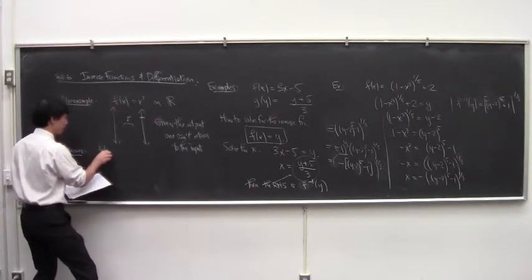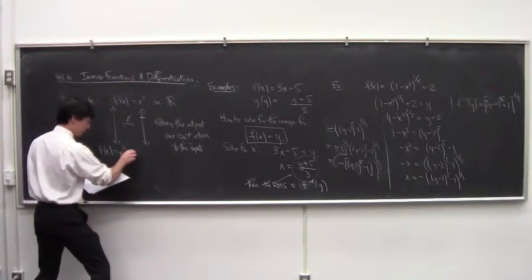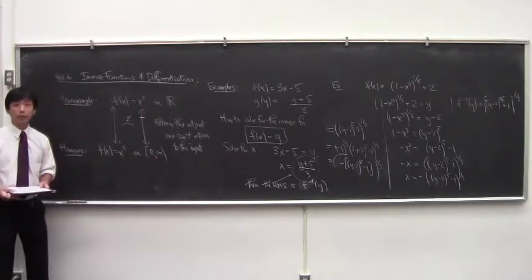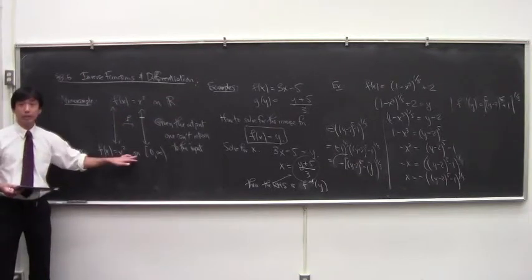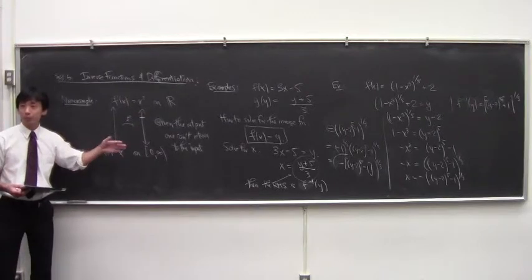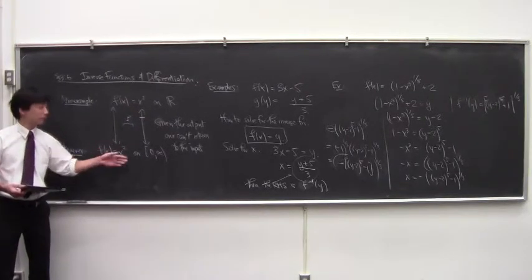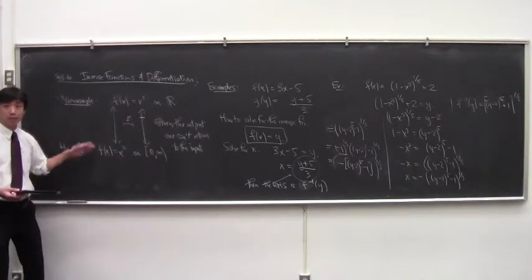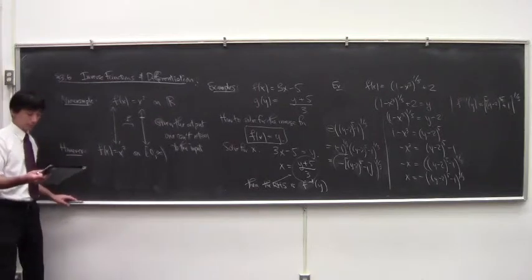If we look at f of x equals x squared on 0 to infinity, suppose we say the inputs are all positive numbers, and then I say the output is 1. Can you get me back to the input? Sure, because the domain is restricted and there's no ambiguity anymore.